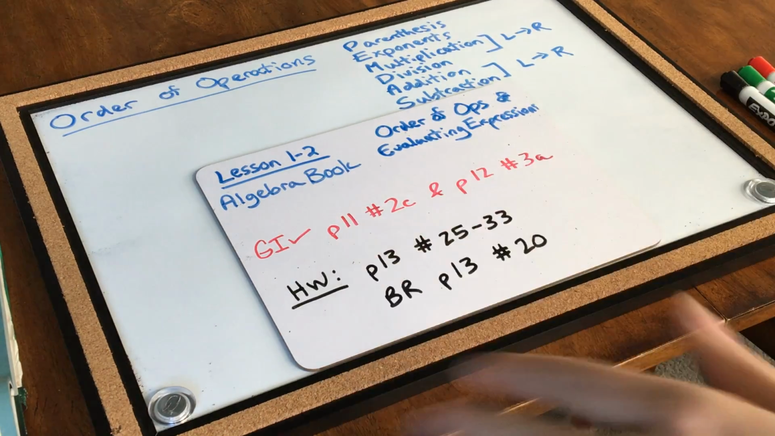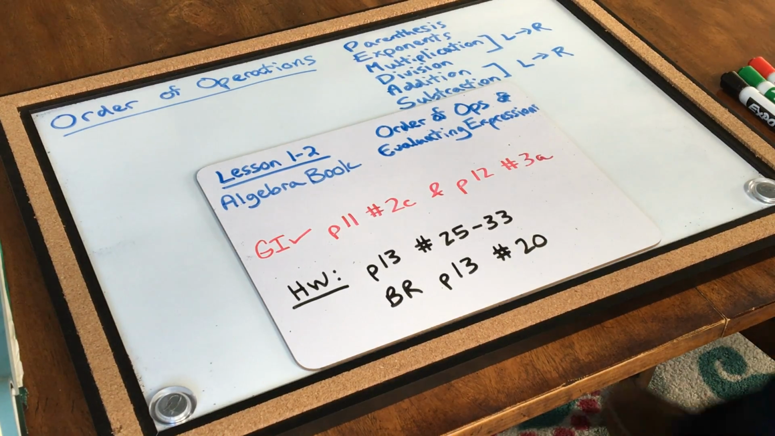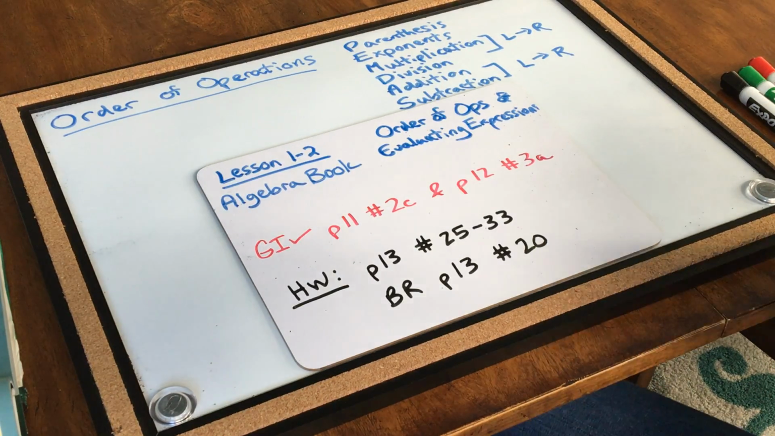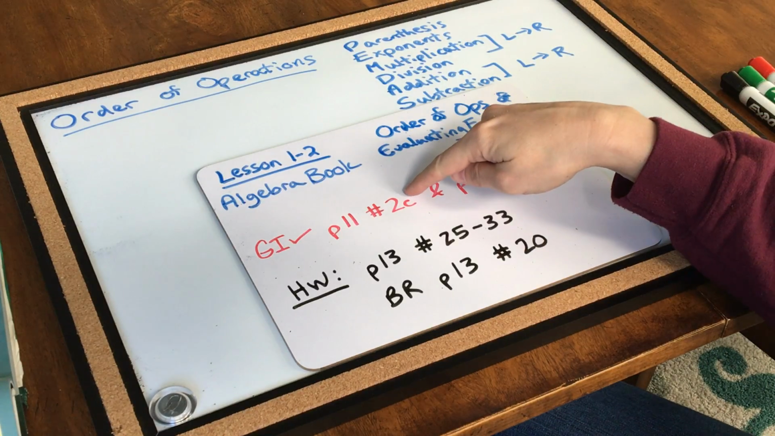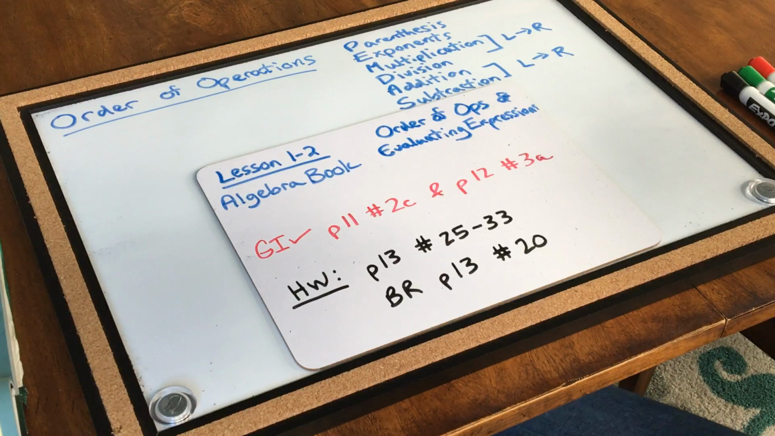Hi, 7th grade. Today we're going to be working on lesson 1-2 of your algebra book, and that is order of operations and evaluating expressions. We're also going to be doing two different gotta checks today. So we're going to do a gotta check on page 11, number 2C, because there's an important concept I want you to know about, and page 12, number 3A.